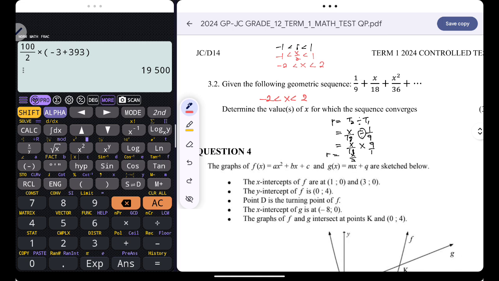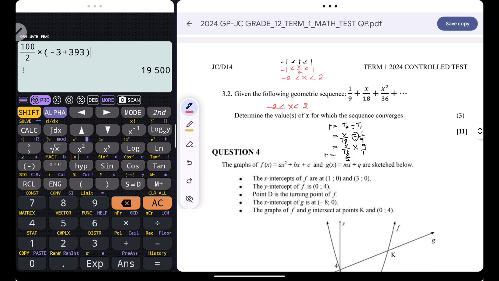Are you together? And whenever the sequence converges, you can simply calculate the sum to infinity. But we were not asked that here. So that's how we're supposed to deal with question 3.